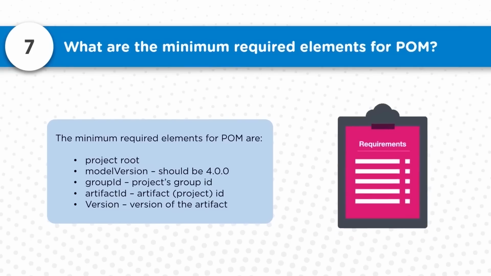Now what are the minimum required elements for a pom.xml file, without which the file will not be validated and will give validation errors? The minimum required elements are the project root, the model version, which should be 4.0.0, the group ID of the project, the artifact ID of the project, and the version of the artifact. These are the minimum things we need to define so that we understand what kind of artifact we are trying to create. Without these, the validation of the POM file will fail and the build will also fail.